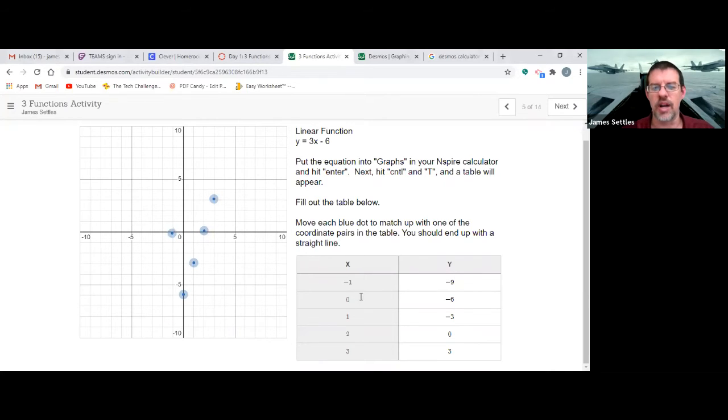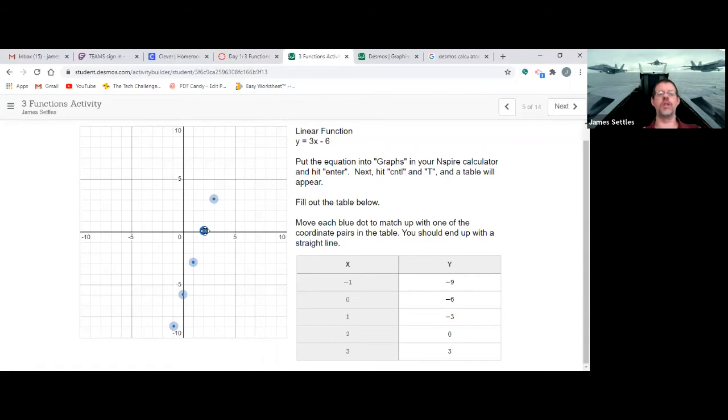So this right here, -1, -9: you go to -1 on the x-axis and then down to -9 and you put it. And then 0 and -6, so you'll pick a dot from over here, go to 0 first, and then -6. And then +1, sorry. So you go to +1, and then go down to -3.